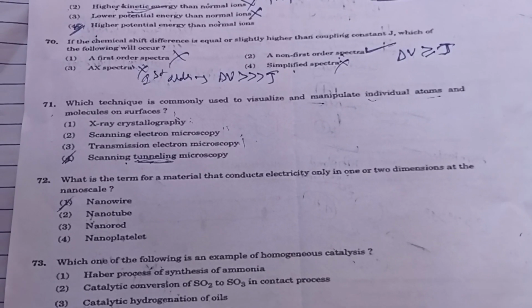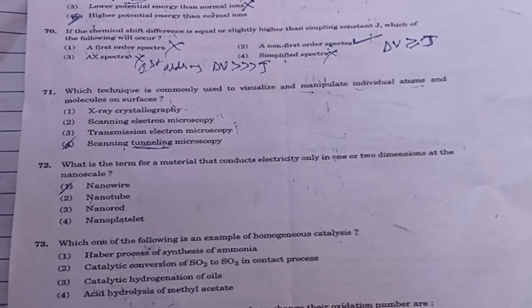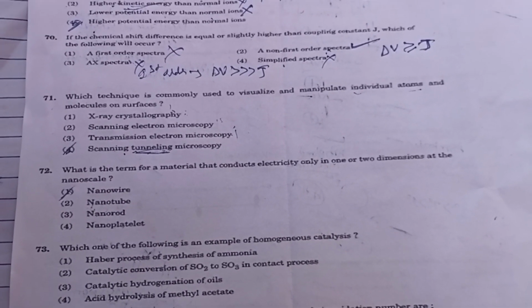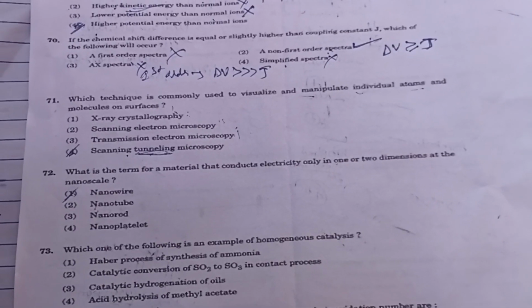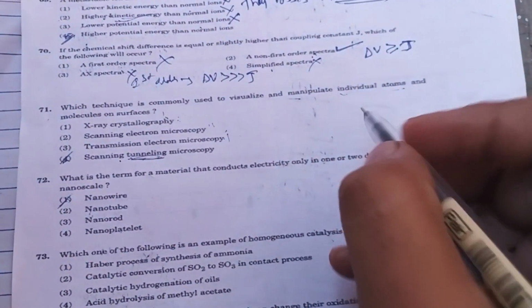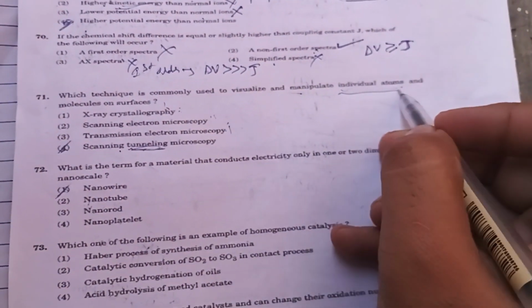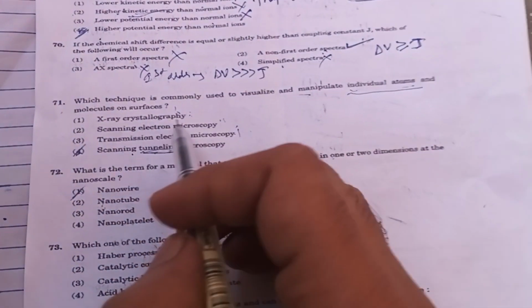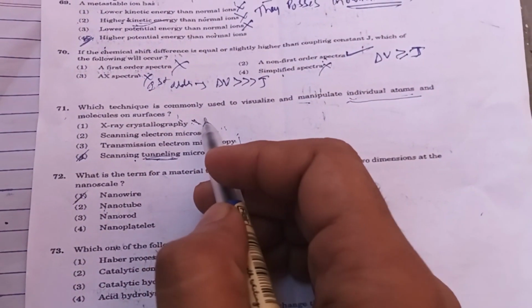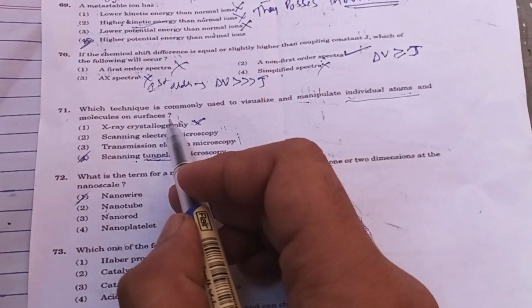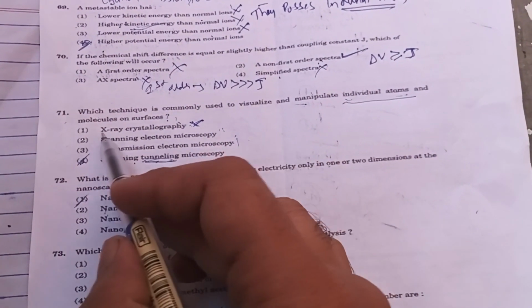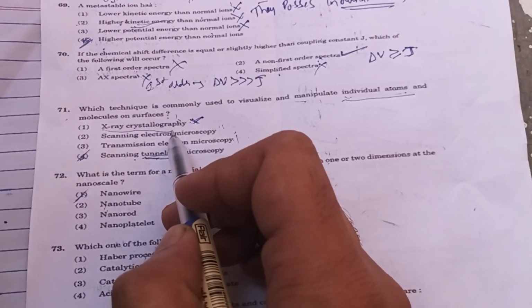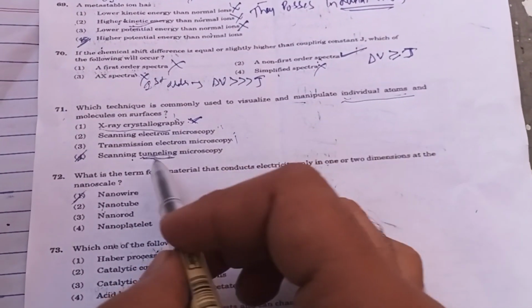So the 71st question is, which technique is commonly used to visualize and manipulate individual atoms and molecules on surfaces? Here they are talking about individual atoms. X-ray can't detect individual atoms; it is for bulk structures. X-ray is also for bulk structures. So here it is wrong.